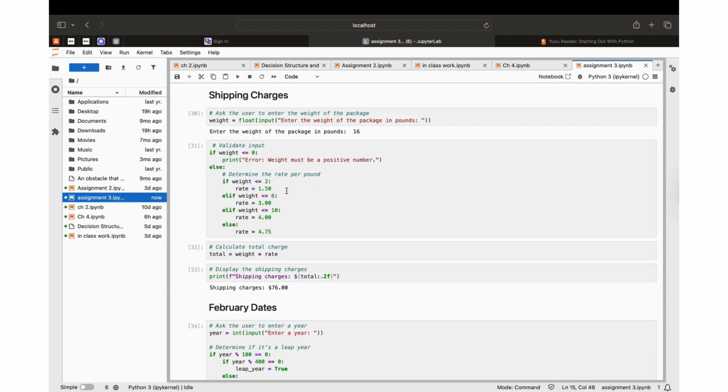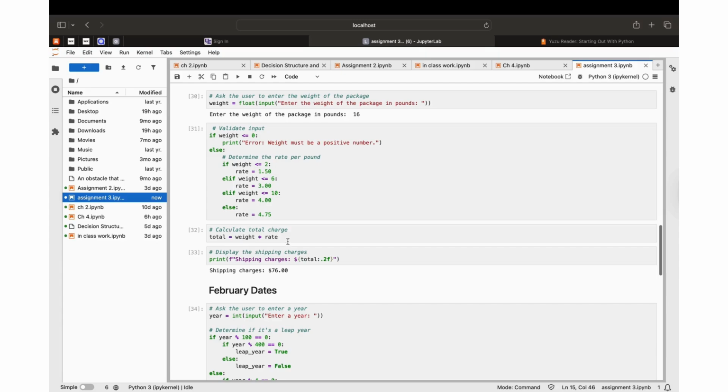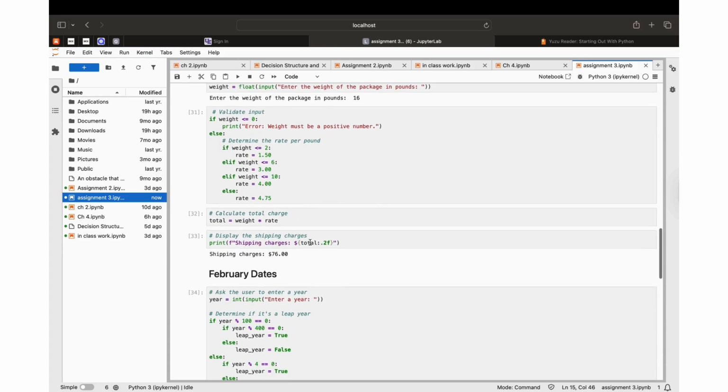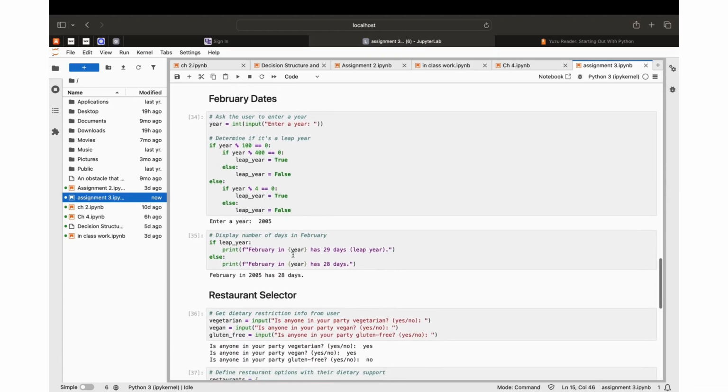So if it's less than or equal to 2, it's 1.5. Less than or equal to 6, it's 3. Less than or equal to 10, it's 4. Anything else is 4.5 or 4.75. And then the total charge calculation is weight times rate. And then I displayed the shipping charges, which is $76 for the number I put in.